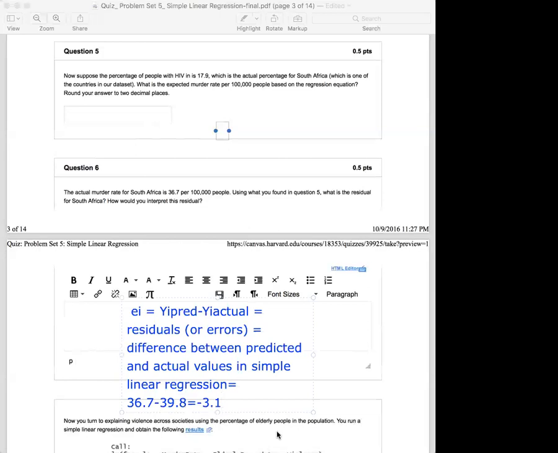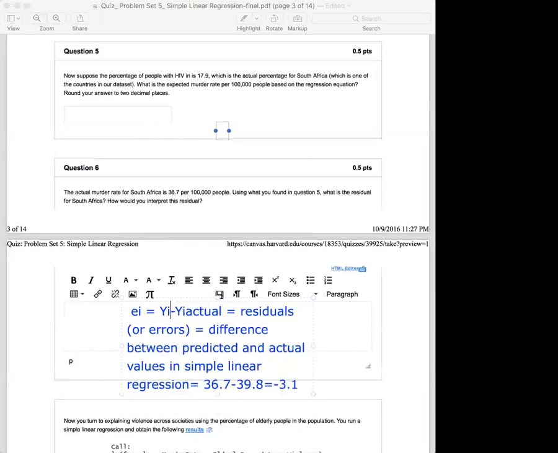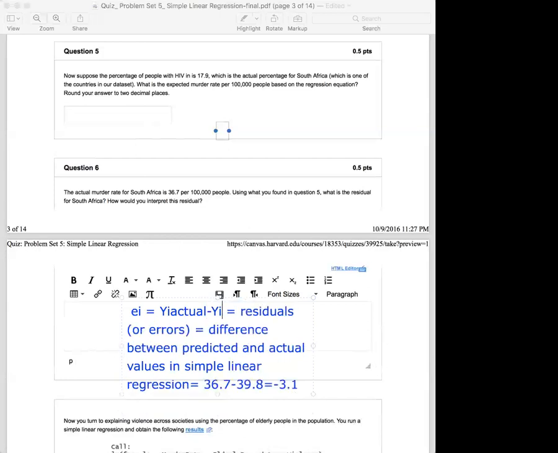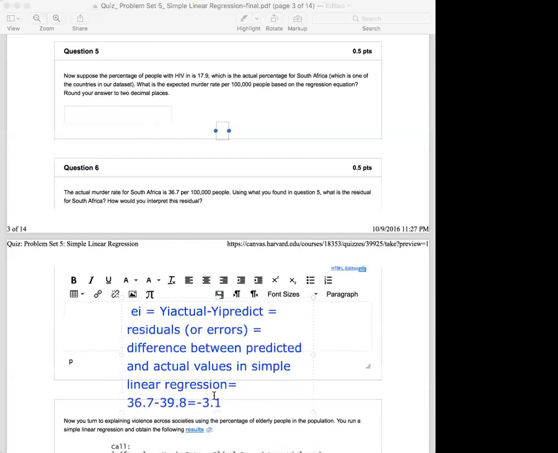Now, this tells us that our model is over-predicting the murder rate for South Africa. That is, the predicted murder rate is higher than the actual murder rate. And I should probably say we subtract the predicted from the actual. The ordering of the difference doesn't matter as far as magnitude, but it does matter in terms of the reference point. When evaluating a model, you want to take the actual and subtract the predicted. So I apologize for that bit of confusion.